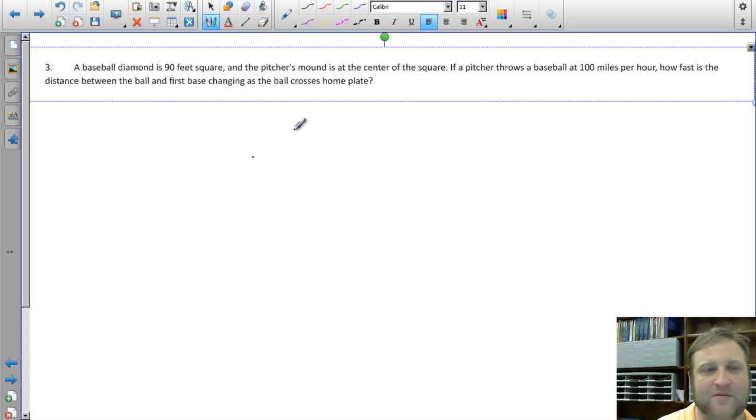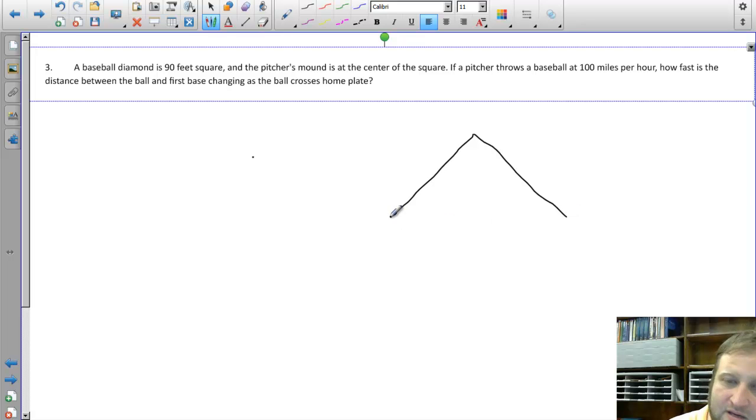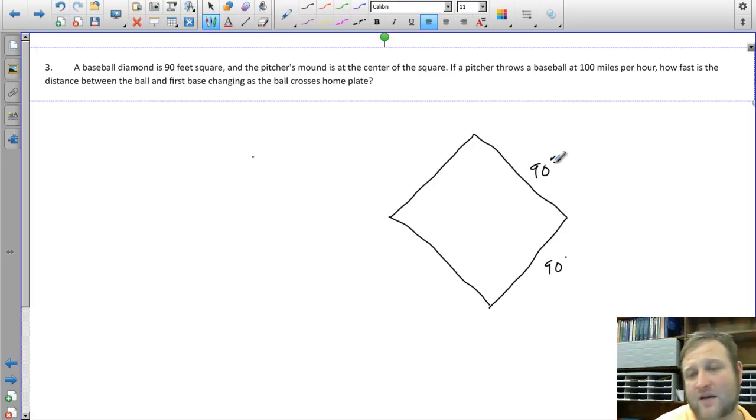Let us look at the famous example of the baseball diamond. So we have a baseball diamond that's 90 square feet, and that should be pretty easy for us to understand and conceptualize. A baseball diamond is going to be a square, and this square has lengths that are 90 feet. So this is 90 feet, and this is 90 feet. A lot of times you can use the little slash to represent feet.